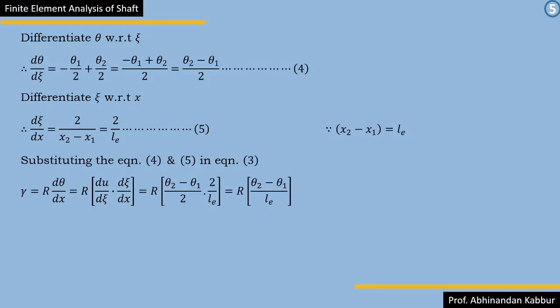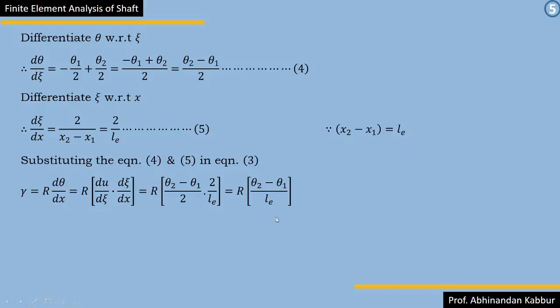Now I need to substitute equation number 4 and 5 in equation number 3. This is my equation number 3, that I have modified here in terms of du by d zeta into d zeta by dx. Instead of u, it's theta, so it is d theta divided by d zeta. This d theta divided by d zeta is the value that I obtained, theta 2 minus theta 1 divided by 2. Then d zeta divided by dx is 2 divided by LE. That is what I have substituted. Then this 2 will get cancelled. Then it is r into theta 2 minus theta 1 divided by LE. So this is my shear strain.